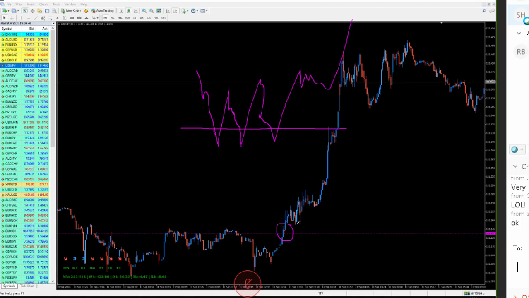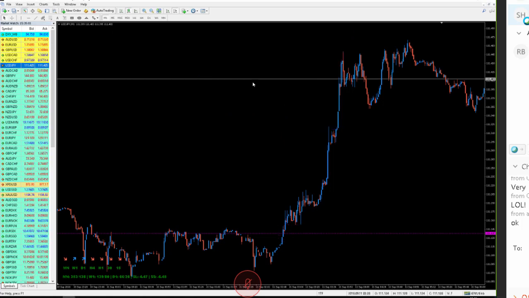This is also an interesting one because this is a bigger move, then a pullback, and then release. This is again 1-minute price action, so it's pretty tiny.